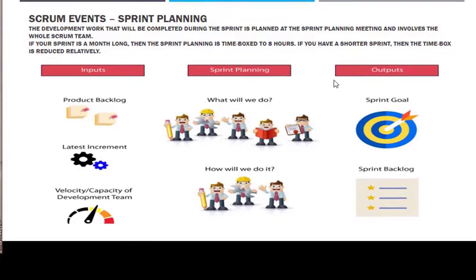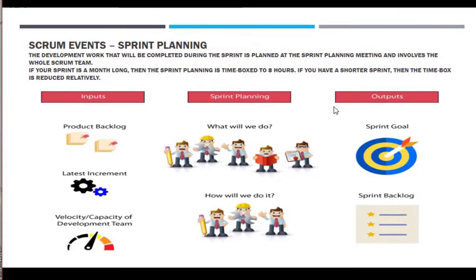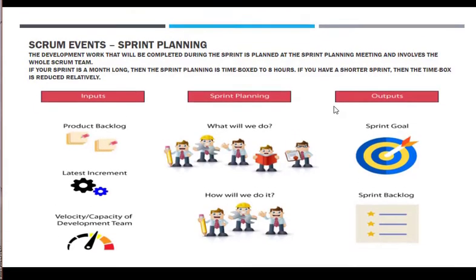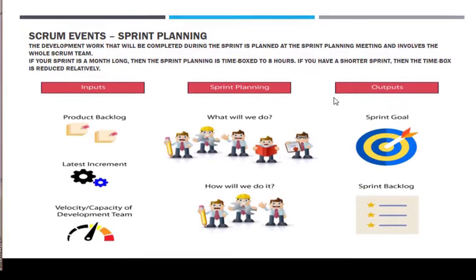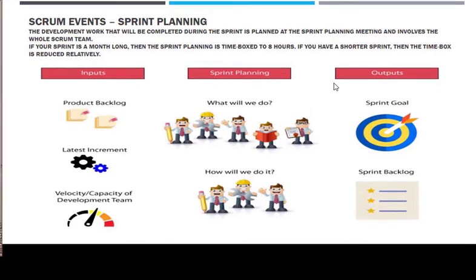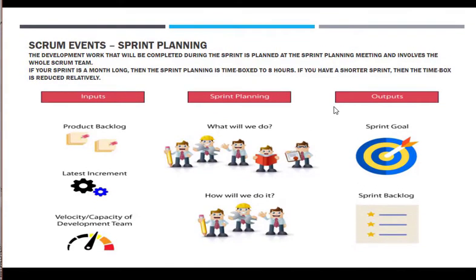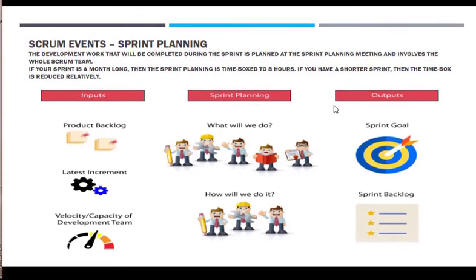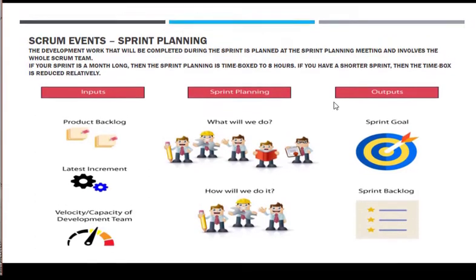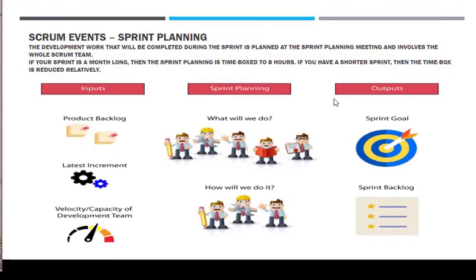So here is the input: product backlog, the latest increment, and the velocity and capacity of the development team. If a member goes on holiday or has some other work, then the velocity is reduced accordingly. What will you do? That is discussed in the sprint planning, and how will we do it? This is also discussed in the sprint planning.